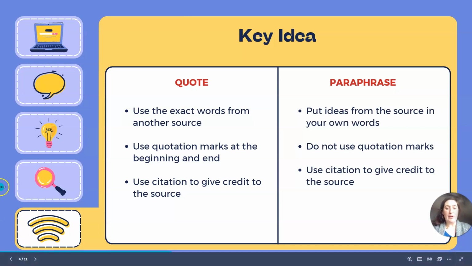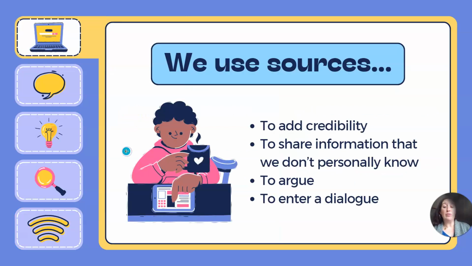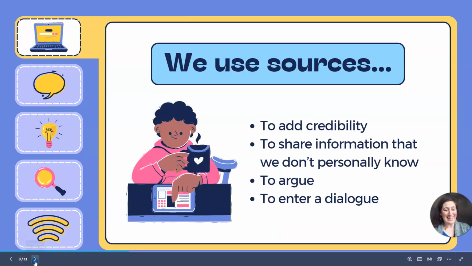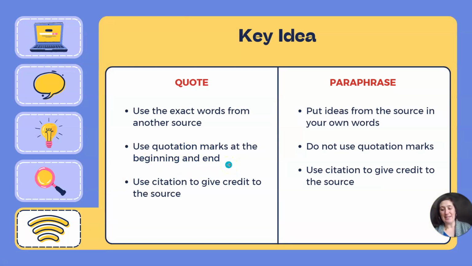In academic writing, we use both quotes and paraphrases. So let's look at some of the ways they're different and some of the ways they're similar. With a quote, we use the exact words from another source. We copy them directly, and we use quotation marks at the beginning and at the end. We use quotation marks to show that the words are copied exactly from a source. After we provide a quote, we use a citation to give credit to the source.